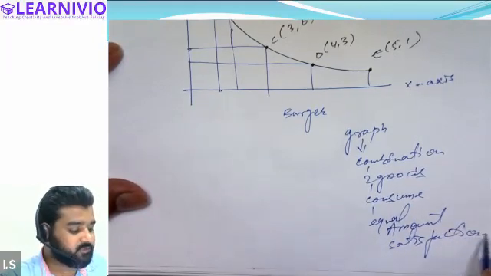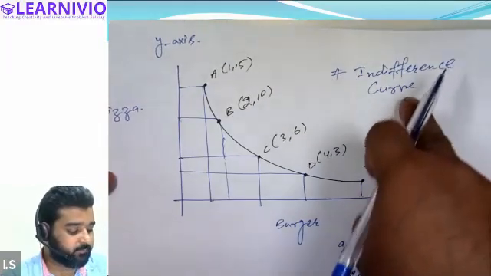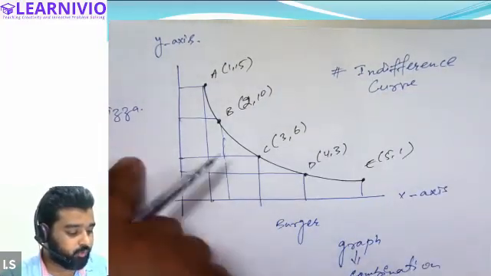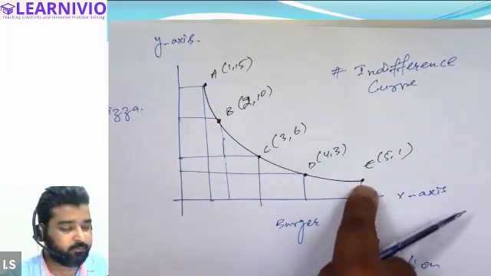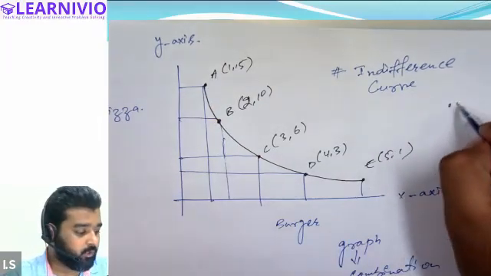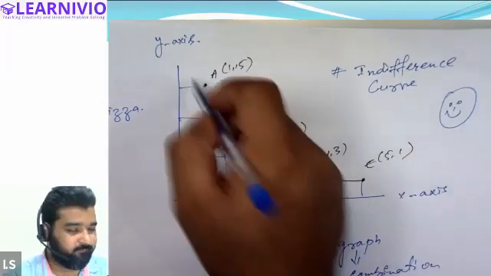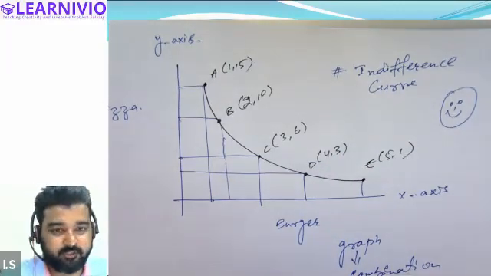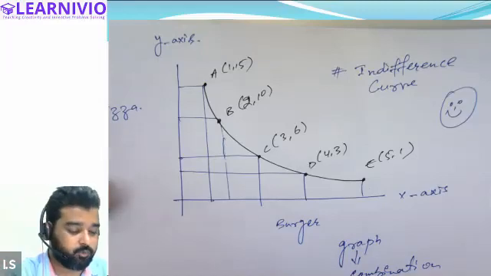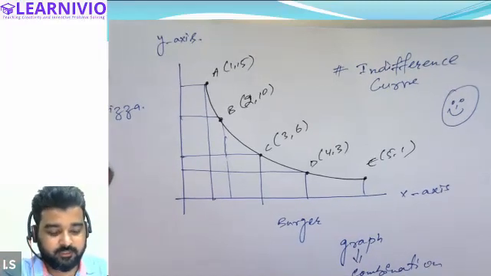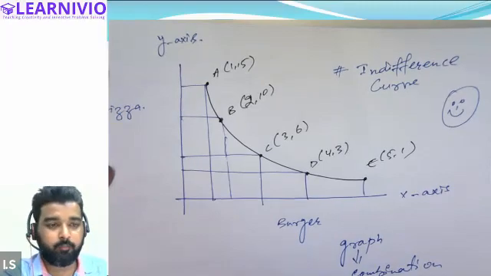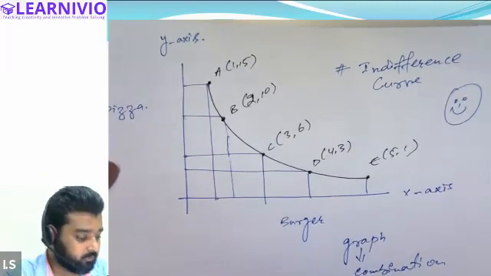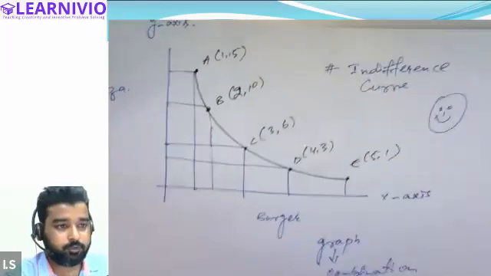So the indifference curve is a graphical representation of two goods showing different combinations of two goods that will provide the consumer an equal amount of satisfaction in every combination. Is it clear, everyone? The indifference curve is a graphical representation that shows different combinations of two goods that will provide the customer the same amount of satisfaction in every combination. Is it clear? Yes, sir. Okay.